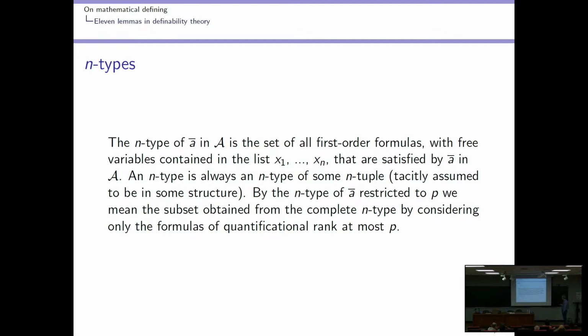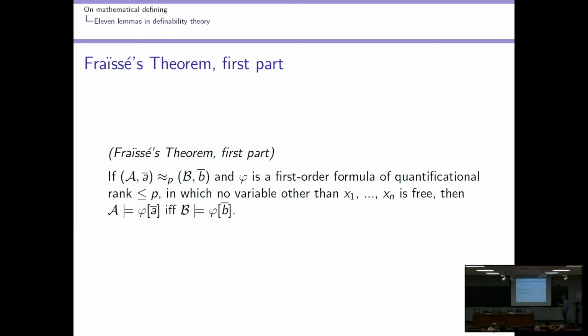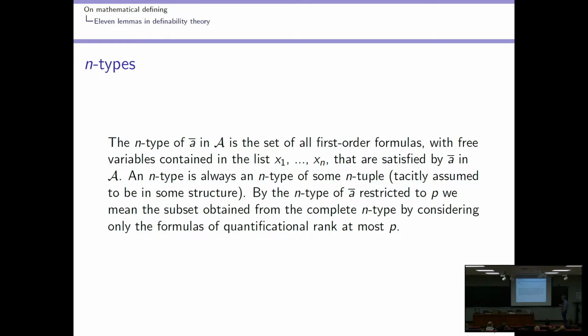The n-type of A bar is the set of all first-order formulas, like that, all phi's, like this one, but with unlimited quantificational rank. Forget about this quantificational rank. The n-type of A bar is the set of all first-order formulas with free variables contained in the list that are satisfied by A bar in the structure A. This is not in any way finite or limited in quantificational rank. By an n-type of some n-tuple, I mean that an n-type is always consistent.